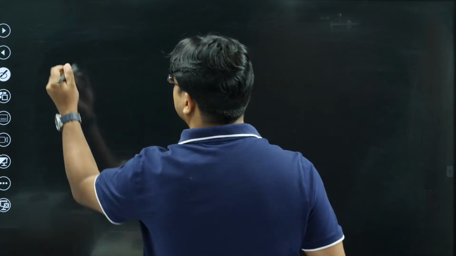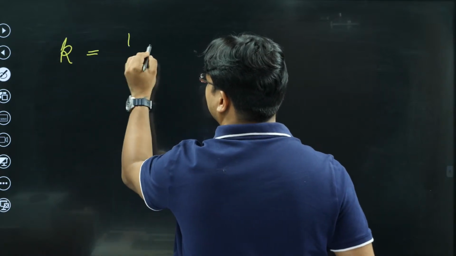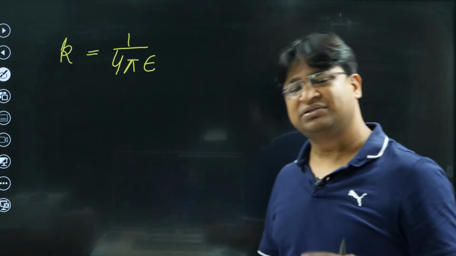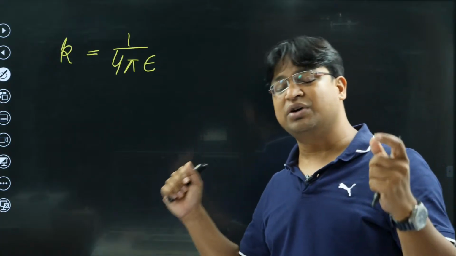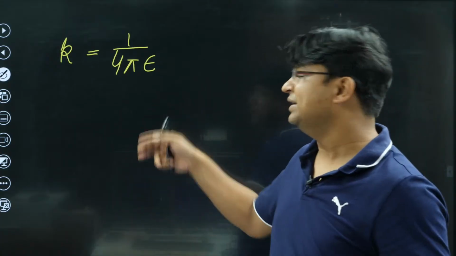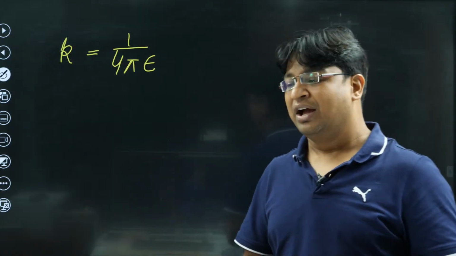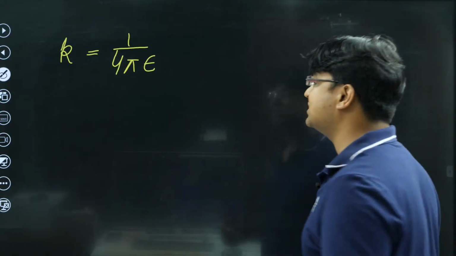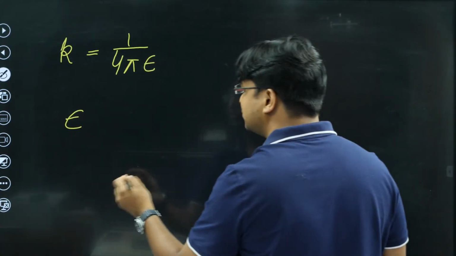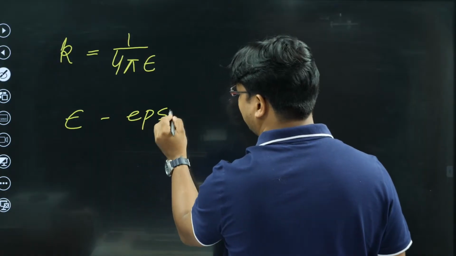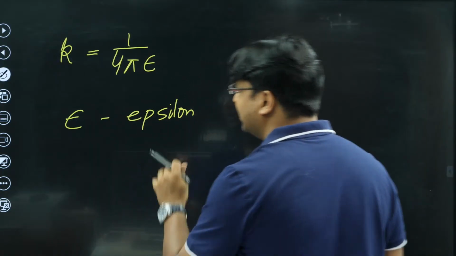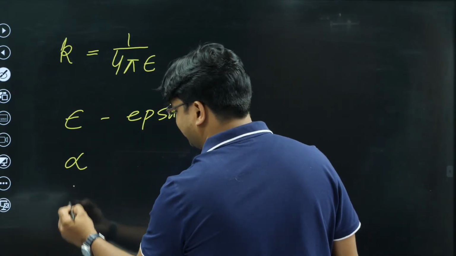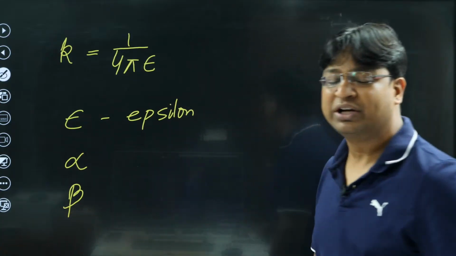K is also written as 1 by 4 pi epsilon. Now 4 pi is a constant value which you are well aware of. 4 is the numeral 4 and pi is that good old pi that you see when you study the area of a circle or the circumference. What exactly is epsilon? We pronounce it as epsilon. This is the symbol. For example, we call one symbol alpha and another beta. So this symbol is called epsilon.